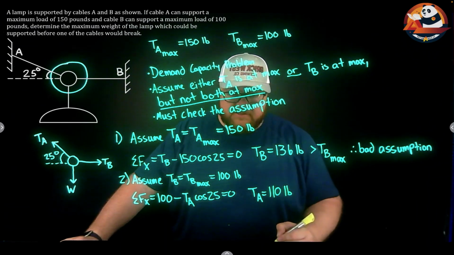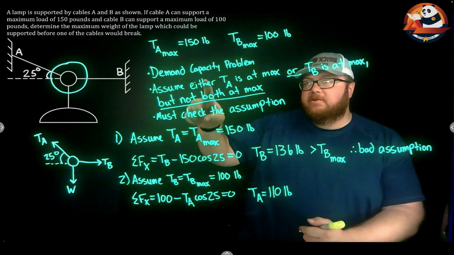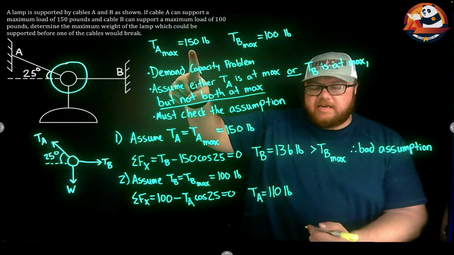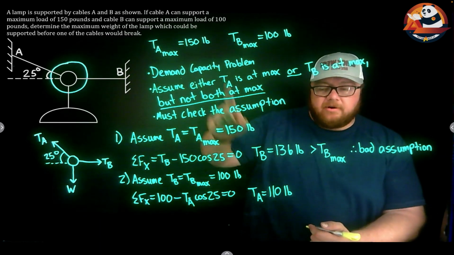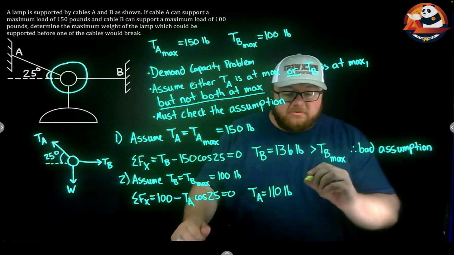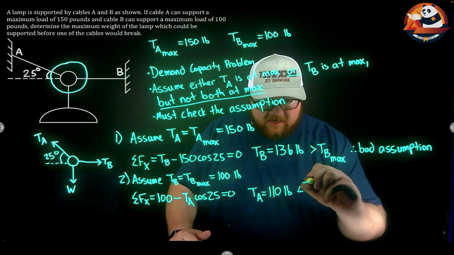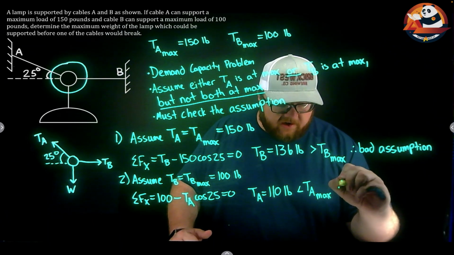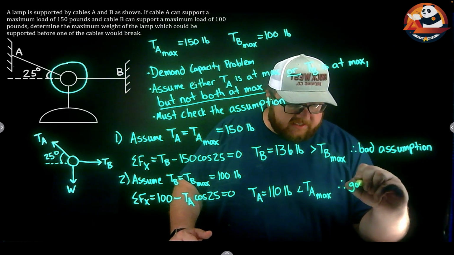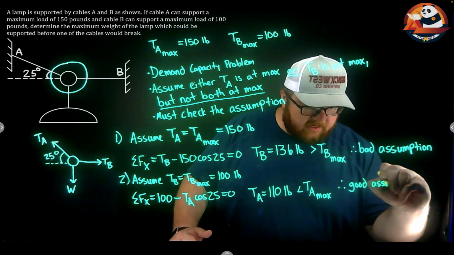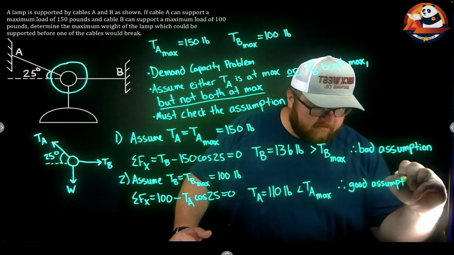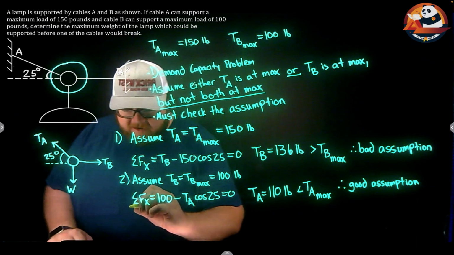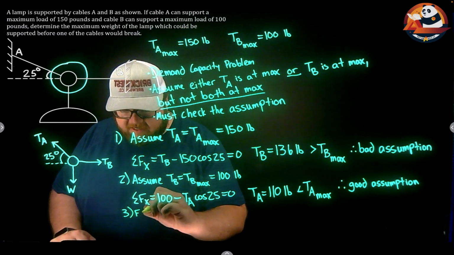Comparing that up to my maximum value, again, we're saying if TB is at 100 pounds, TA is only at 110 pounds. That's less than the max value it can support, which means this is a valid assumption. It's okay for us to move forward with this. This is less than TA max. Therefore, this is a good assumption. Once I have that good assumption, I can move forward. So my third step for this is just find W.